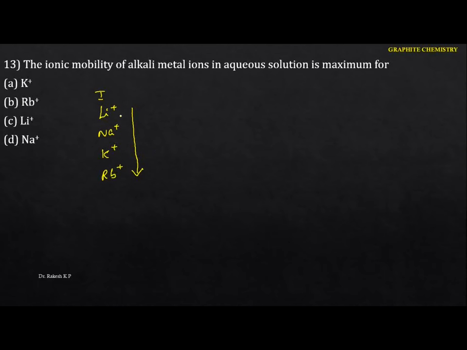Among the alkali metal ions, rubidium readily forms ions because of its larger size, hence the ionic mobility will be the maximum. The ionic mobility is the maximum because of the lower ionization energy. Okay, so hence in this case the option is B.